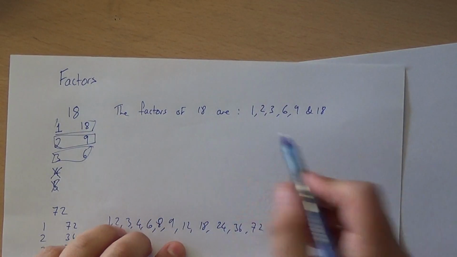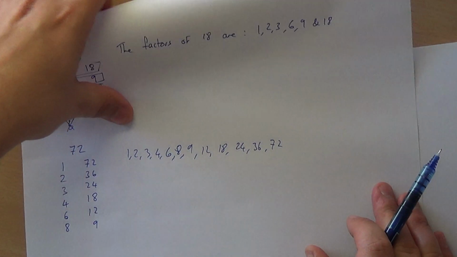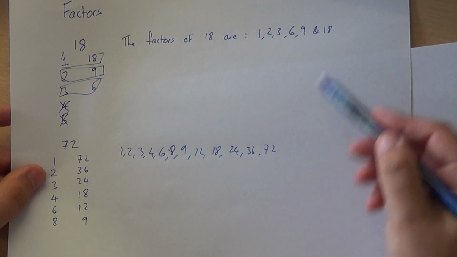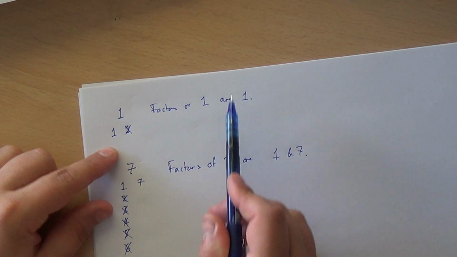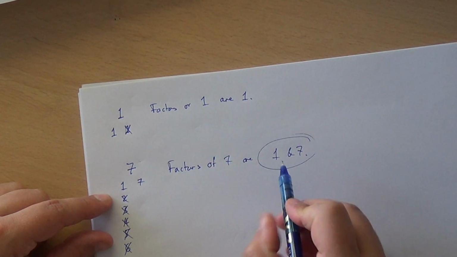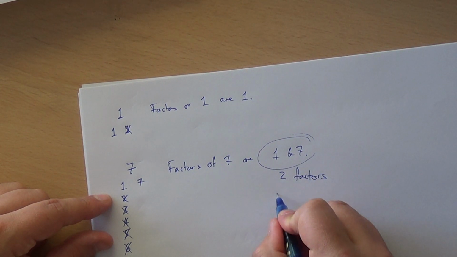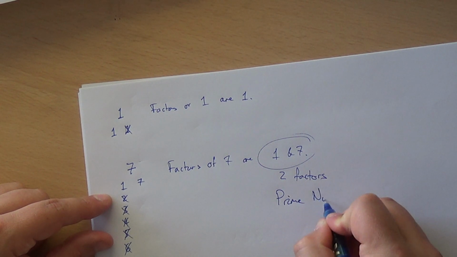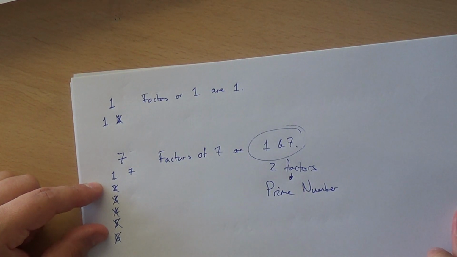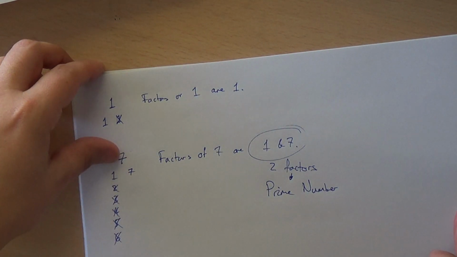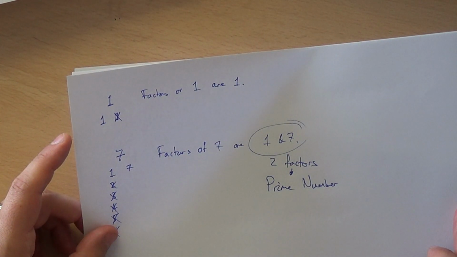So 18 has 6 different factors. 72 has 12 different factors. So these are both what's called composite numbers or abundant numbers. 1 has exactly 1 factor, making it very special. 7 has 2 factors, exactly 2. Okay? And if a number has exactly 2 factors, it is called a prime number. So this 2 factors property is the definition of a prime number. If a number has exactly 2 factors, it is prime. Now I'll get to why they're important at some other time, but they're a number you need to be aware of and get used to their list.